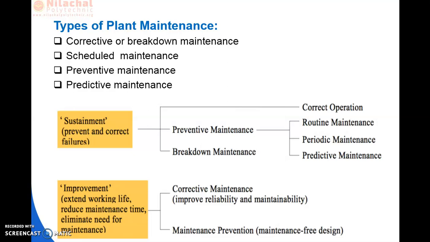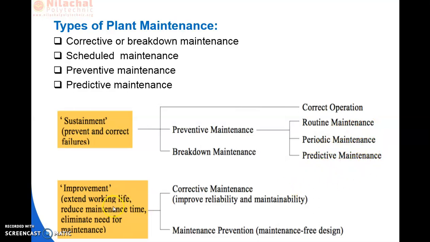Failures may occur, but we can prevent them, and corrective action can also be taken after a failure takes place. There are two types, preventive maintenance and breakdown maintenance, and corrective operations can be performed. In preventive maintenance we take routine maintenance, periodic maintenance, and predictive maintenance.